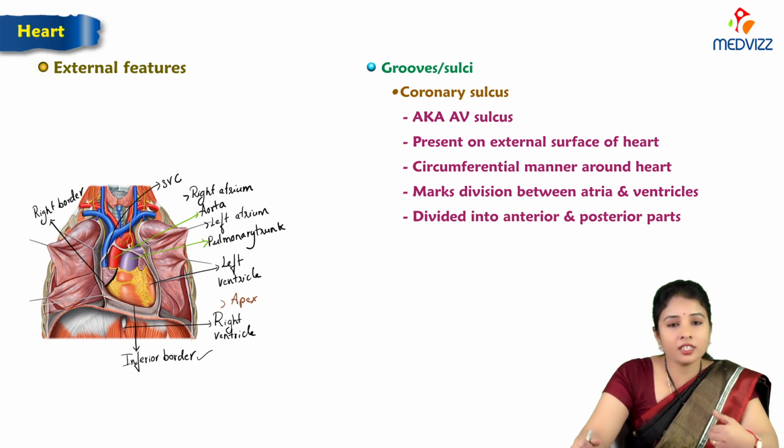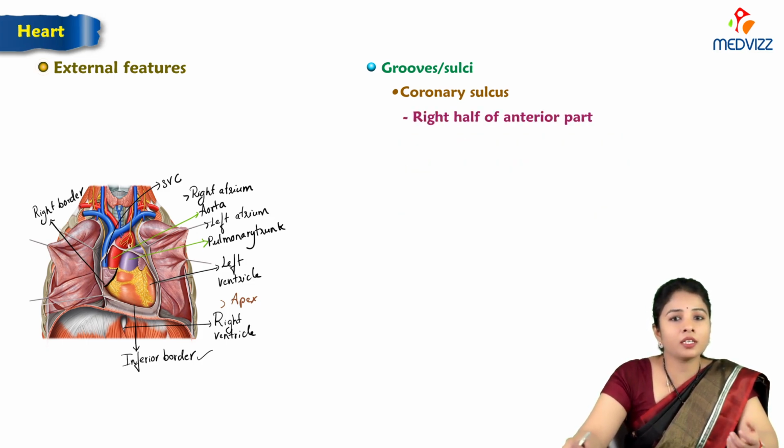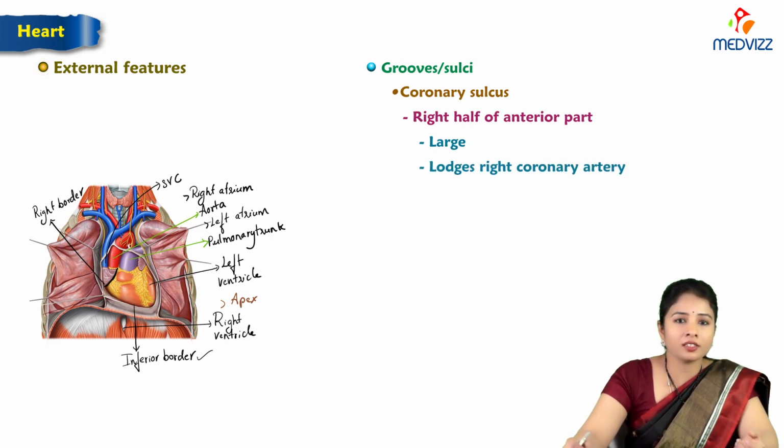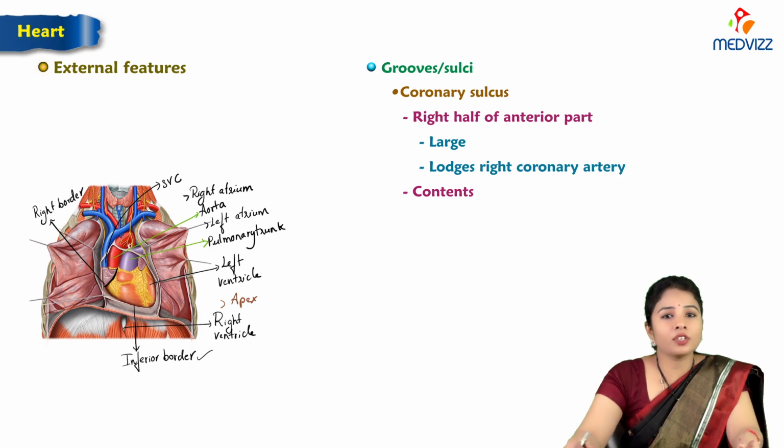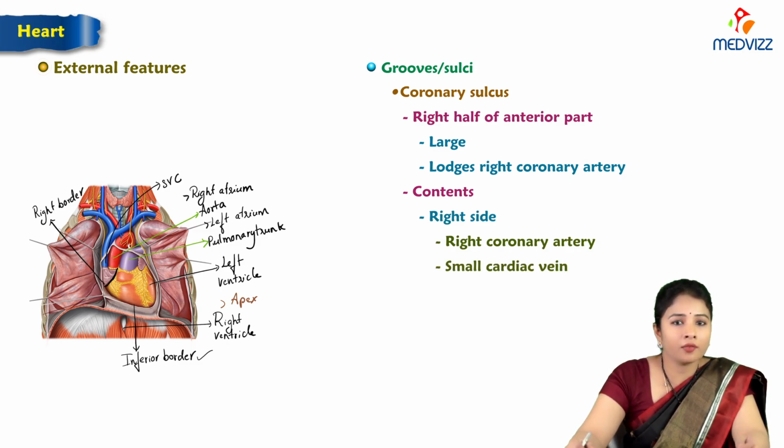So what you are seeing here in this image is the anterior part of the coronary sulcus, which turns towards the posterior side. The right half of the anterior part is large and it lodges the right coronary artery. So let's see the contents of the coronary sulcus. The right coronary sulcus contains the right coronary artery and small cardiac vein.